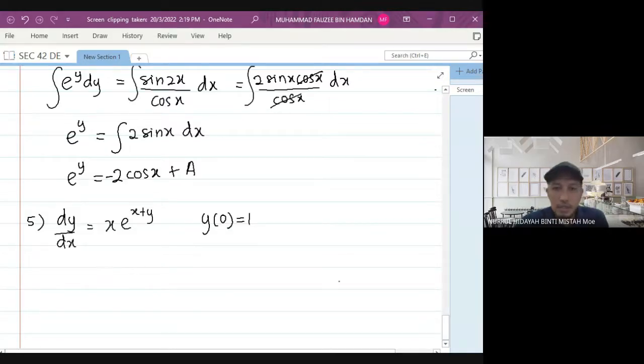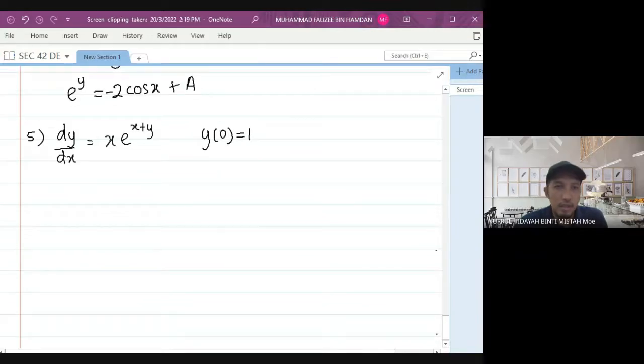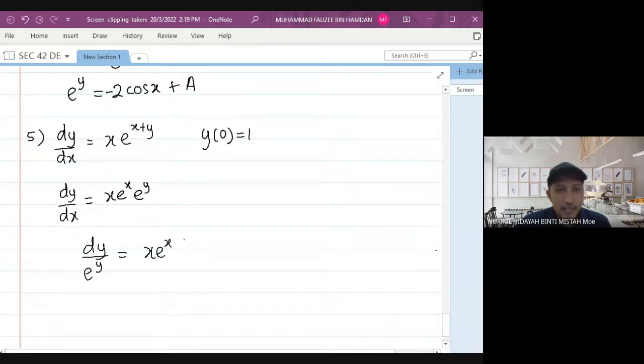Okay, is it separable? Yes. So we can separate. This is actually dy over dx, which is equal to x e to the power of x e to the power of y. We don't have to take any ln. This is actually equal to dy over e to the power of y equal to x e to the power of x dx.